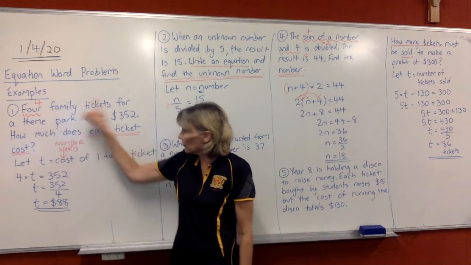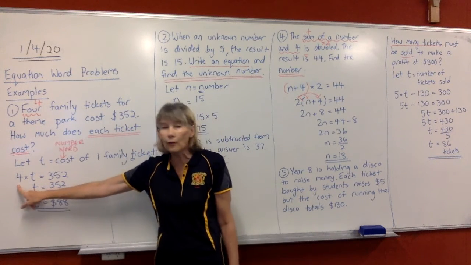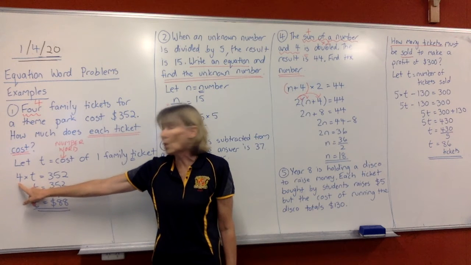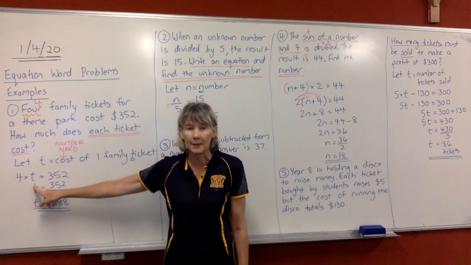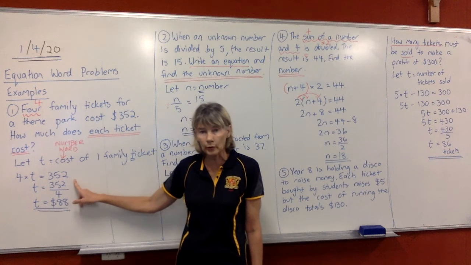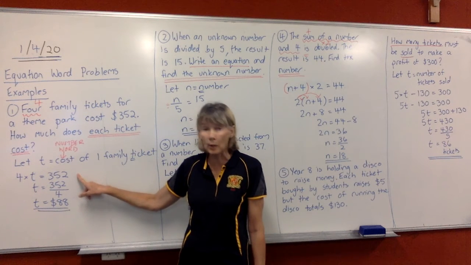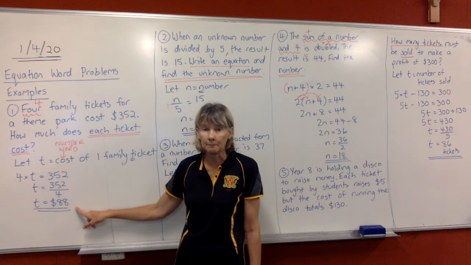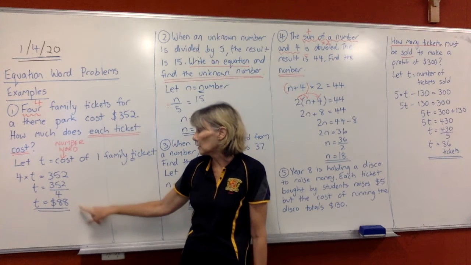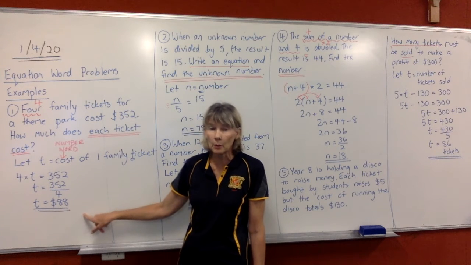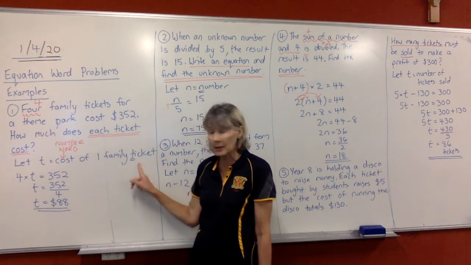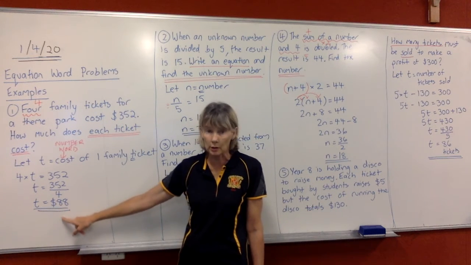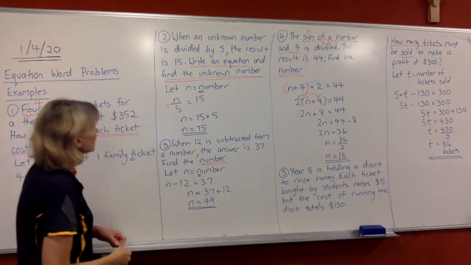Okay, so if we look at what they've told you up here, we have 4 family tickets costing $352. So if we get 4 times the price of one family ticket, that should equal 352. So that's your equation. We're now just going to solve it like we normally would to get our final answer. Just remember when you get to the answer to make sure you put your units on it. We are talking about the cost of a ticket and the costs were in dollars up here. So this is $88.